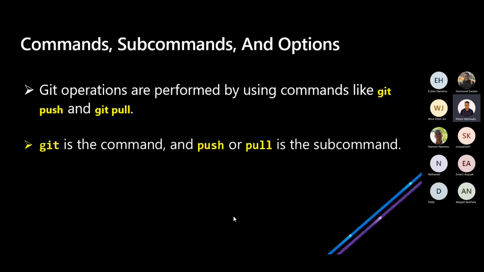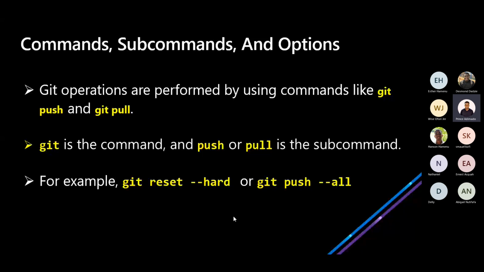Then whatever starts with a hyphen or double hyphens is called the option. So we have git reset option hard, git push option all. You see, I'll be showing other commands that have options. And the subcommand is like push, pull, reset, and all that.